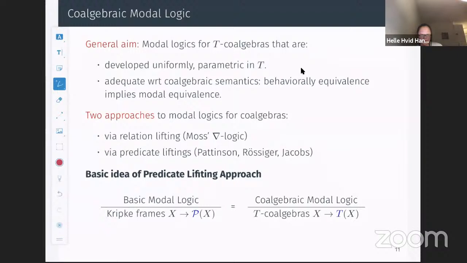And I should just mention now that in this whole talk, my coalgebra functor will be called T, not F. Last time I used F because I wanted to reserve T for monads, but now monads will not play a separate role. So I'm going to use T for the coalgebra type functor throughout.